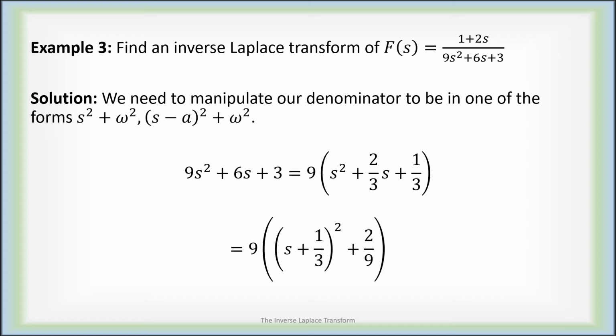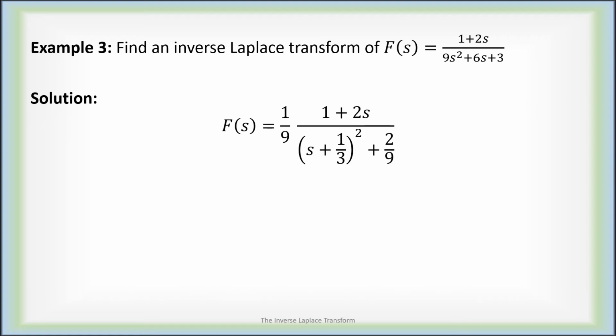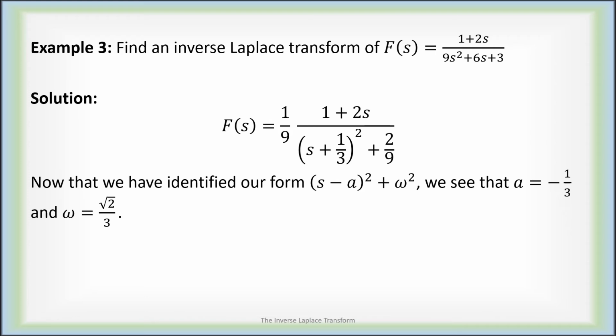Okay, so overall our denominator, once I factor out that 9, can be written in this form here, s minus negative 1/3 squared plus something squared, giving me 2/9. So once we factor the 1/9 out, we know which form we're looking for. So here is our function with that 1/9 factored out. So we've identified that we want our denominator to be in the form s minus a squared plus omega squared. Well then, a had better be negative 1/3, and omega is the square root of 2 divided by 3. This makes our denominator here s minus negative 1/3 squared plus root 2/3 squared.